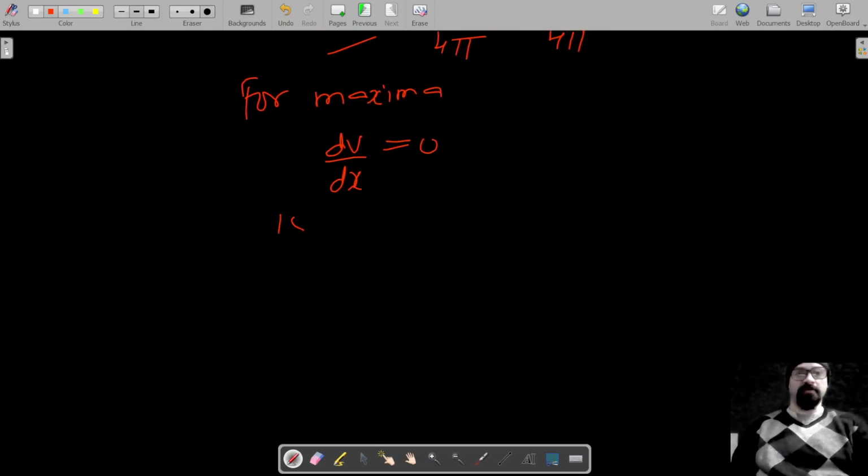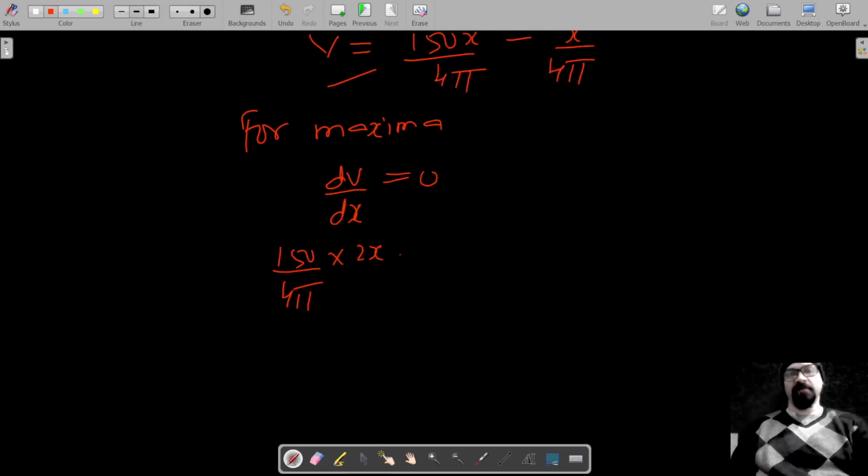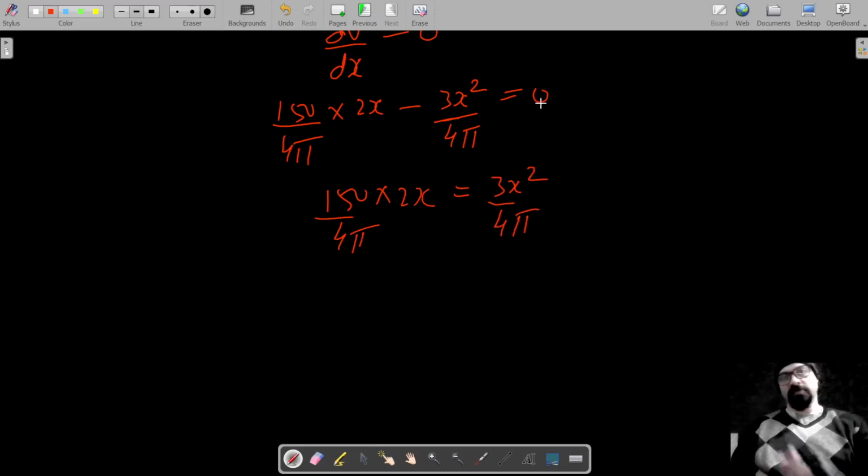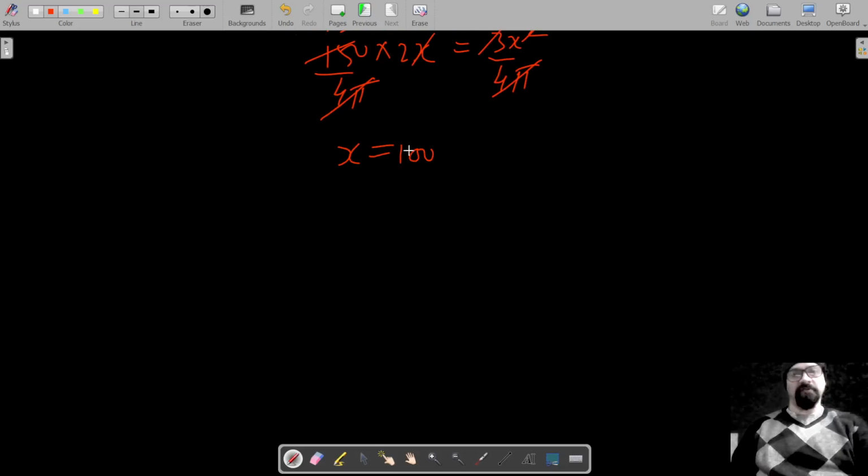So differentiating with respect to x gives me 150 upon 4 pi into 2x minus 3x square upon 4 pi is equal to 0. So I'm going to solve this and get the value of x. I'm just going to take this to the other side, because if taking x common, x cannot be 0, so I'm going to get the value of x. So this gets cancelled, this is now x, this is 50, which gives me x is equal to 100 centimeter.